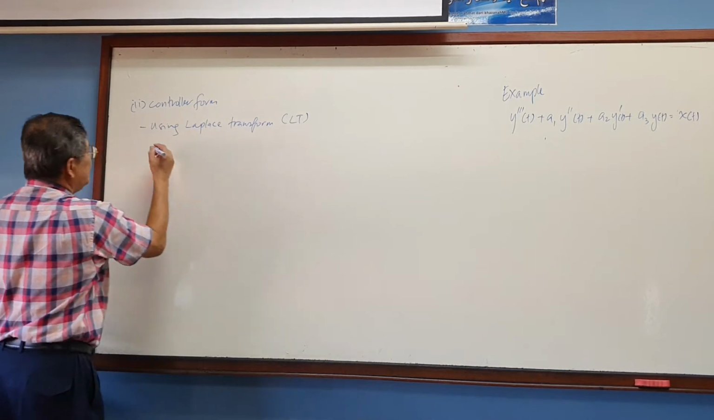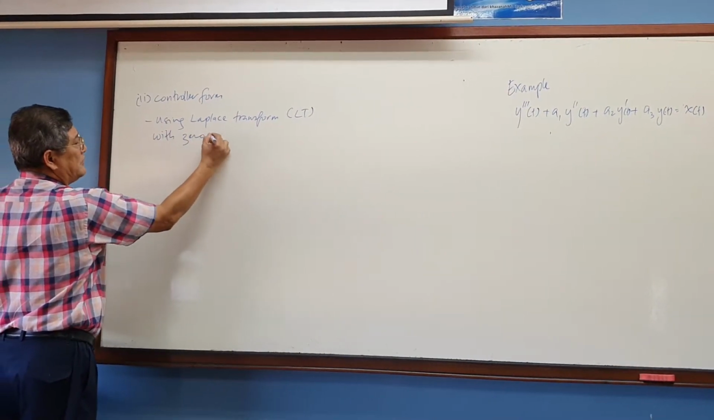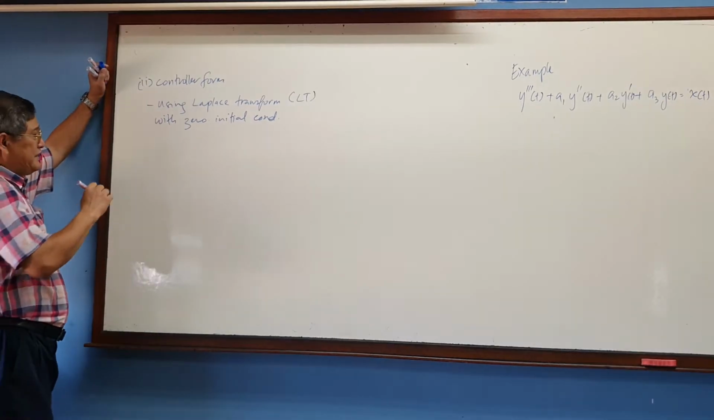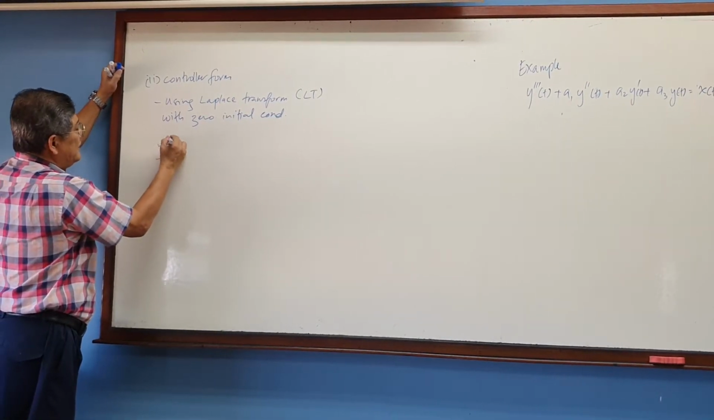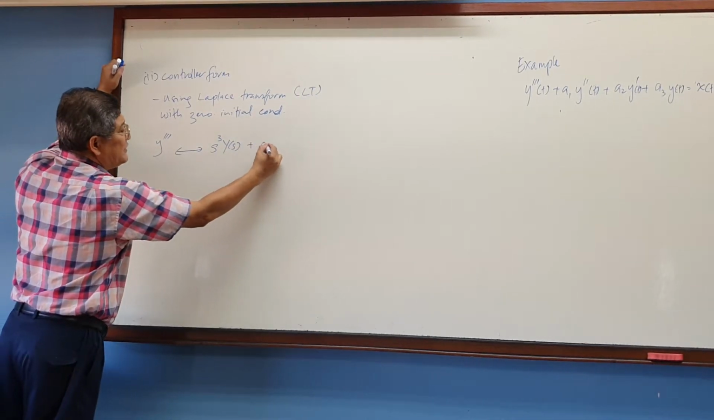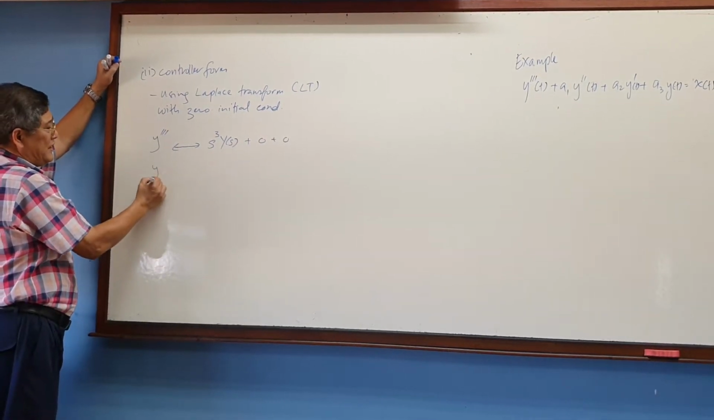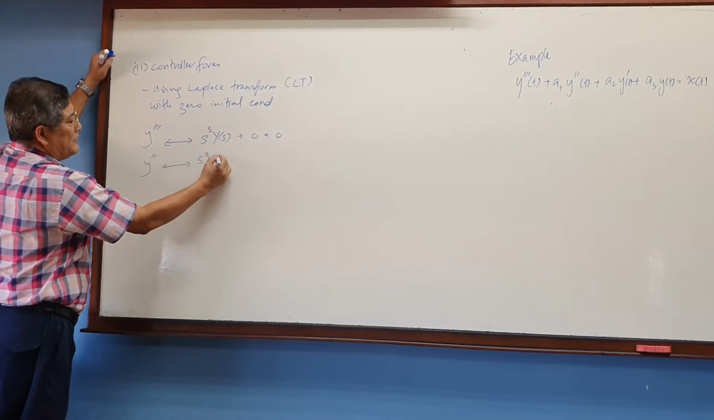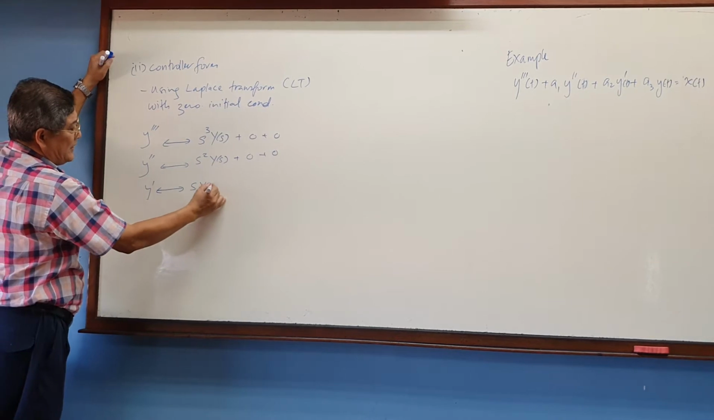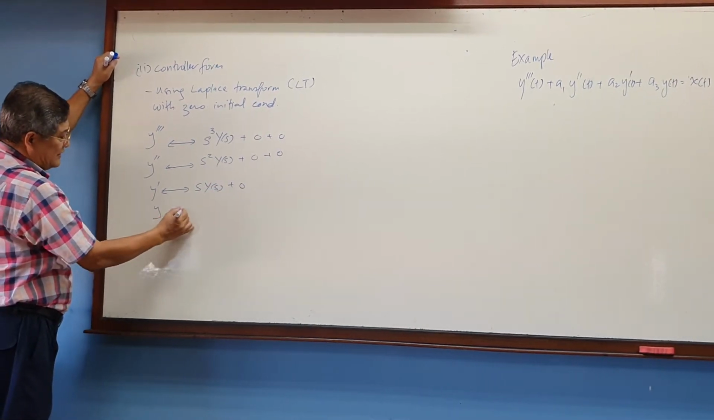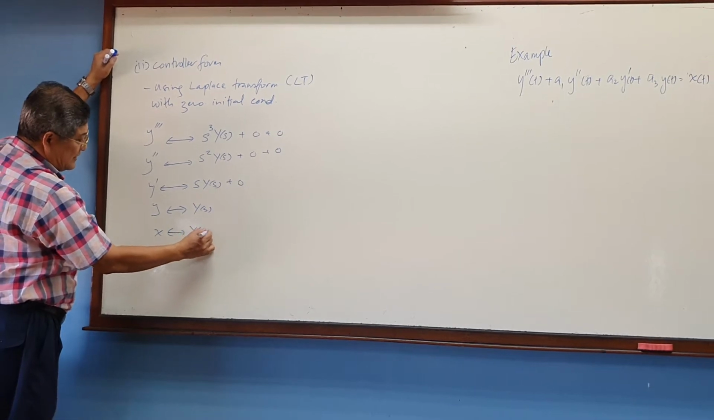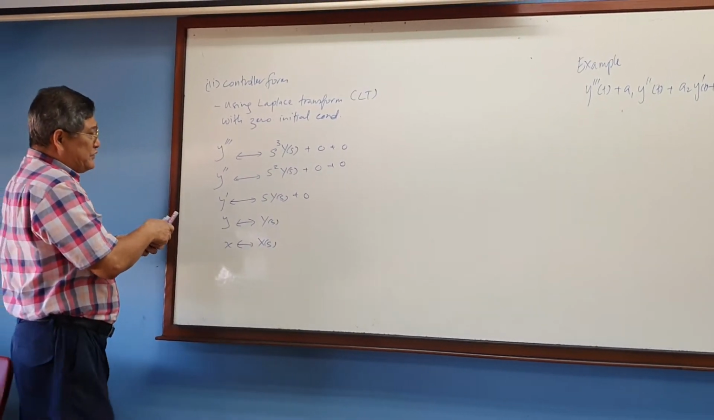Taking the Laplace transform with zero initial condition, let's say we have y triple prime transform to s cubed Y(s), then with the 0, 0, y double prime transforms to s squared Y(s), also with the 0, 0, y prime gives s Y(s), plus y transforms into Y(s), and x transforms into X(s). Okay, so these are the things that you should remember, that we are going to use only this one.